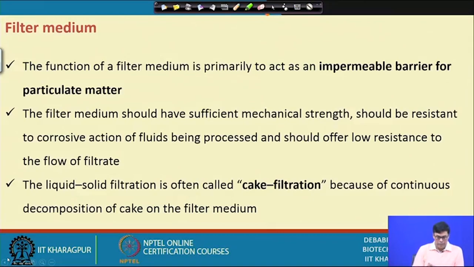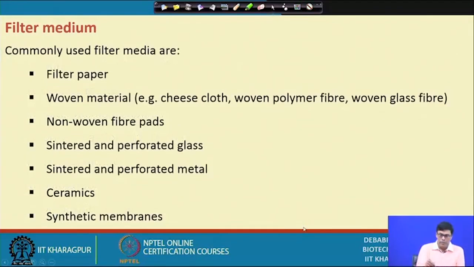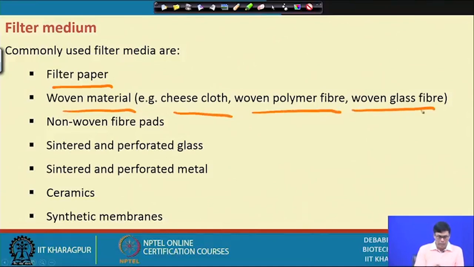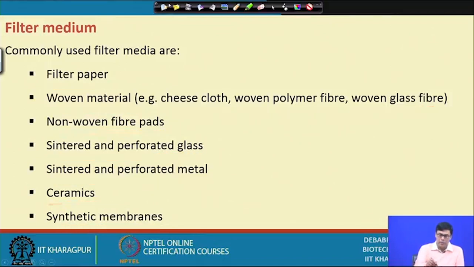So, in this solid-liquid separation, filtration offers cake filtration because of continuous deposition of cake on the filter. Suppose we have filtered, and solid particles accumulate on it; this is how cake development and cake filtration take place. So filter media can be filter paper, open filter like cheesecloth, open polymeric fiber, open glass fiber, non-woven fiber, plate, sintered and perforated glass, sintered and perforated metal, ceramics and synthetic fibers. So we can use different types of filter media.